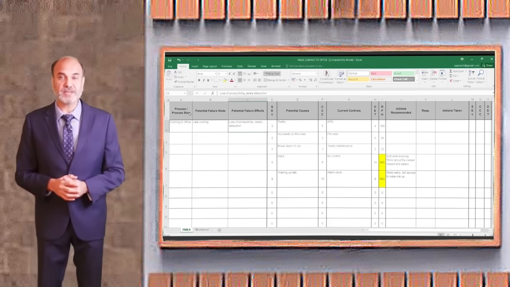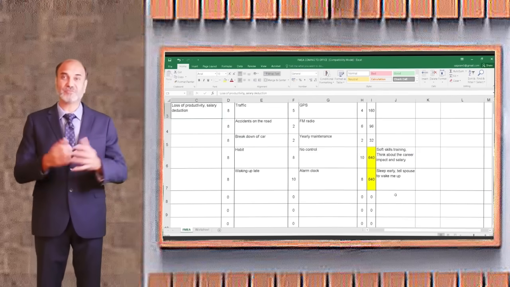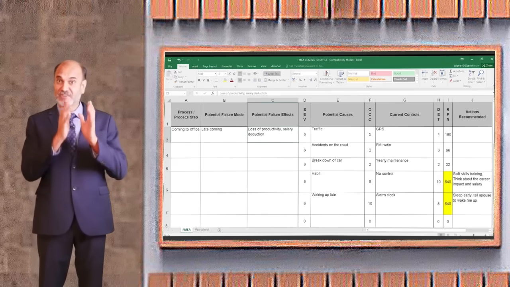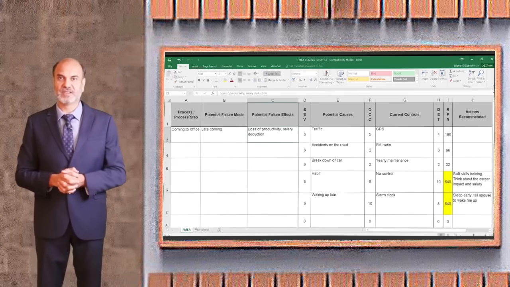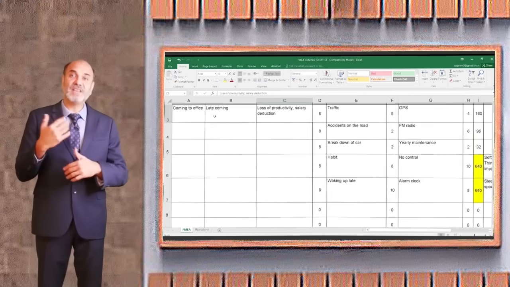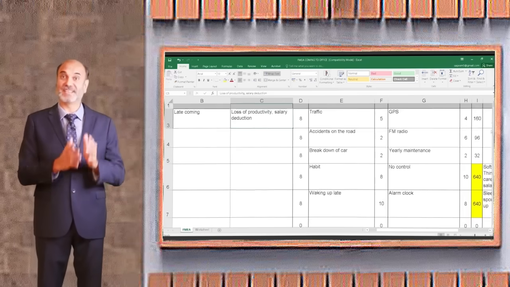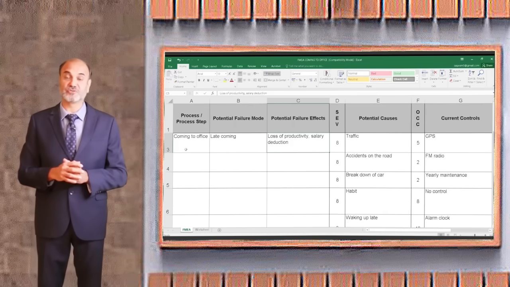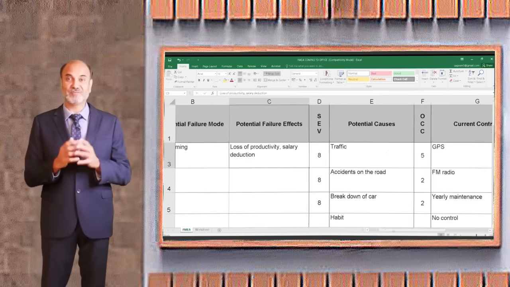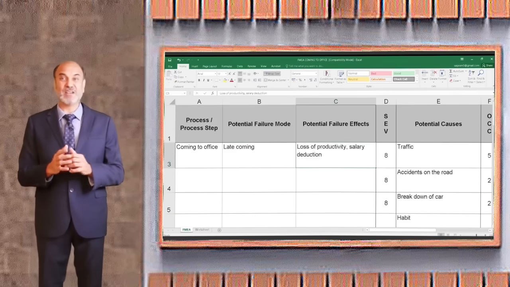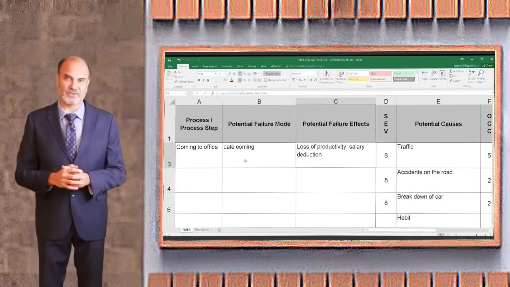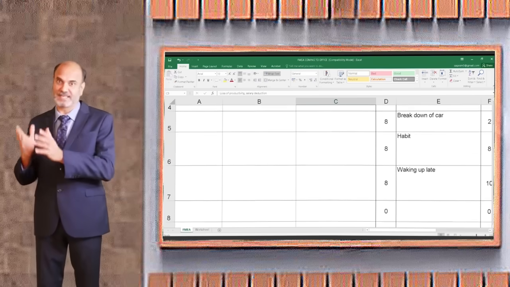To understand FMEA, let me take an example of a day-to-day process. For example, coming to office, this could be the process, and I will write that in the process column. So process is coming to office. What is the failure mode? Now, there could be many failure modes. One could be coming late to office. Second failure mode could be not going to office at all. Or third failure mode could be coming to office in a condition where I'm unable to work. So let us take the first one, coming late to office, as the failure mode for our example.